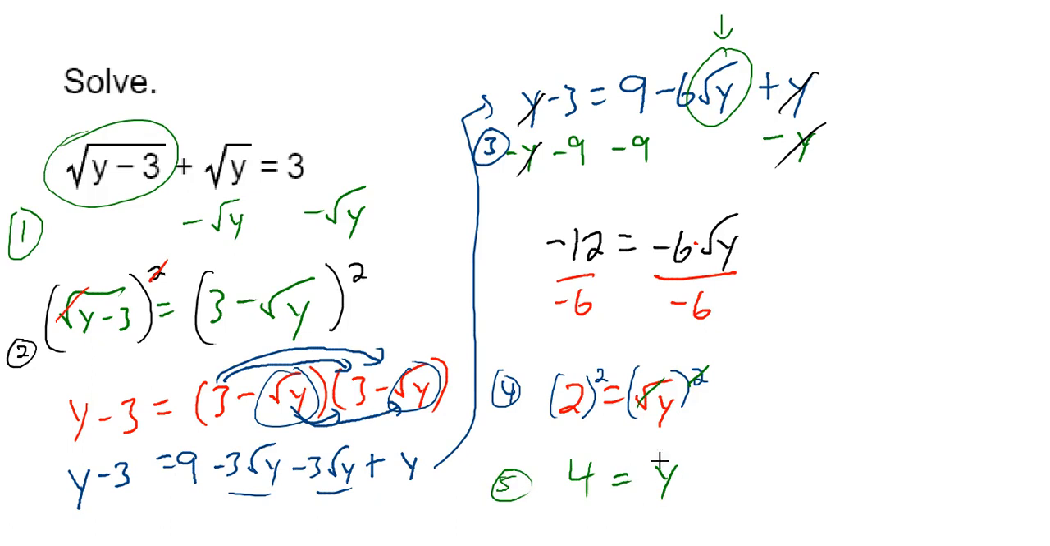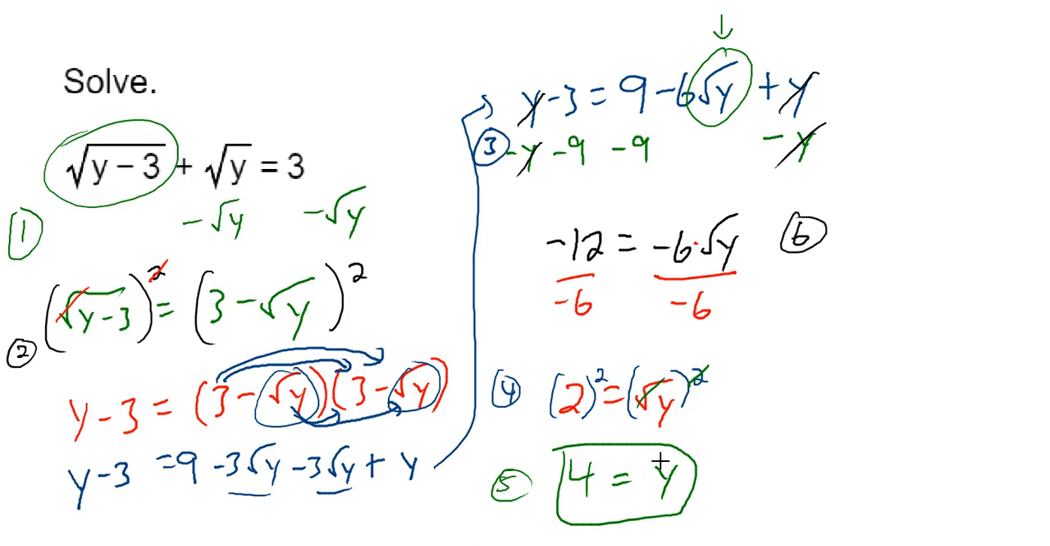Step 5 would be solve the resulting equation, but it comes out already solved for y. So we already have step 5 automatically done. And so the answer appears to be 4. This is a potential solution. We still have to check.